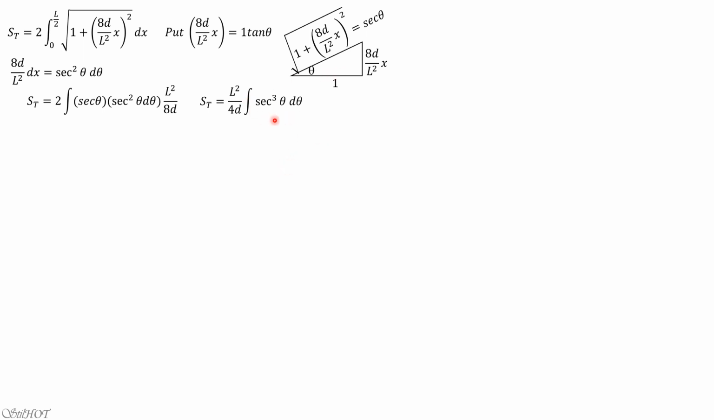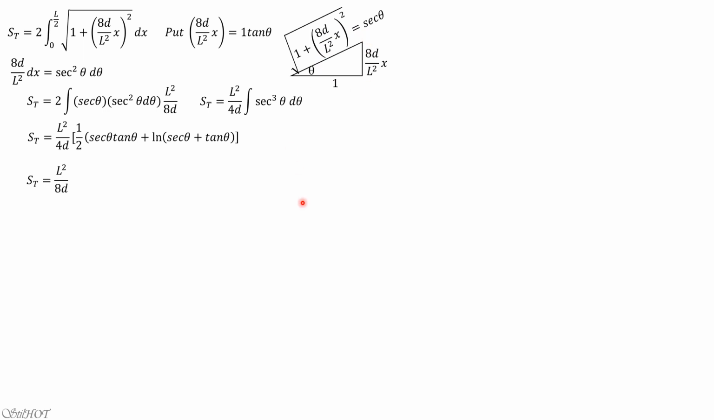So the integral of secant cubed theta d theta is actually 1/2 of the quantity secant theta tangent theta plus ln of the quantity secant theta plus tangent theta. That is, if you remember that integral. So 1/2 of the quantity secant theta tangent theta plus ln of secant theta plus tangent theta. So simplify and replace secant theta and tangent theta from this triangle here.